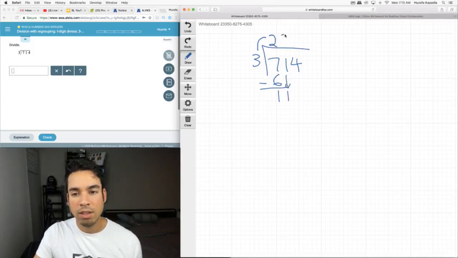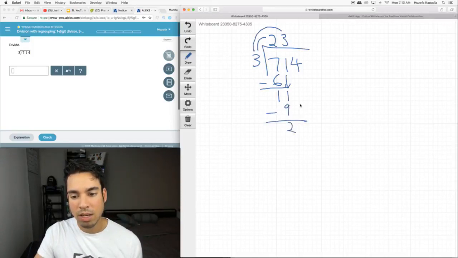3 goes into 11 3 times. 3 times 3 is 9. And then we subtract and we've got a 2, and now we bring down the 4.